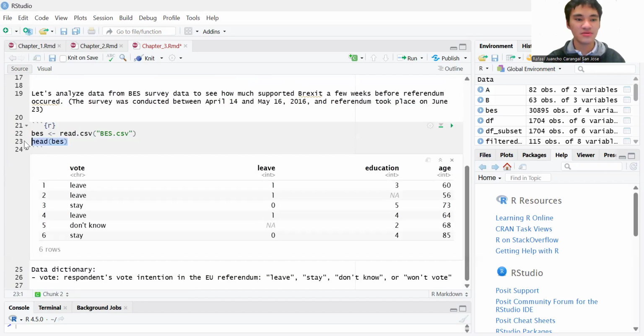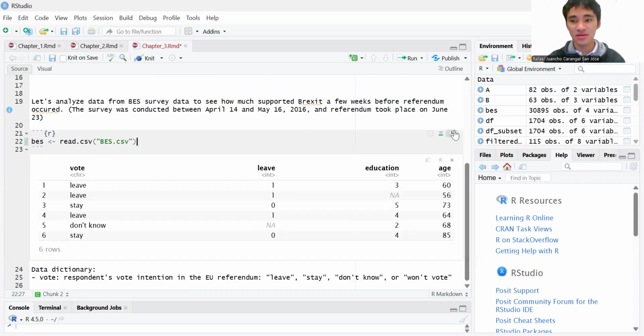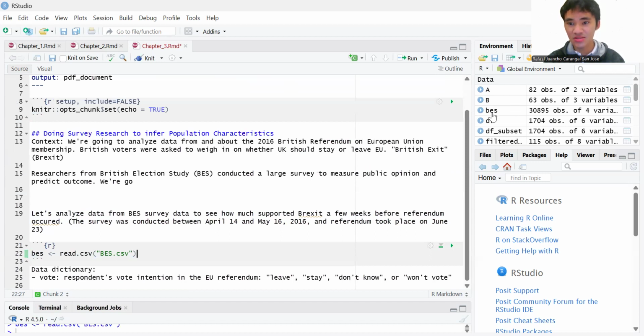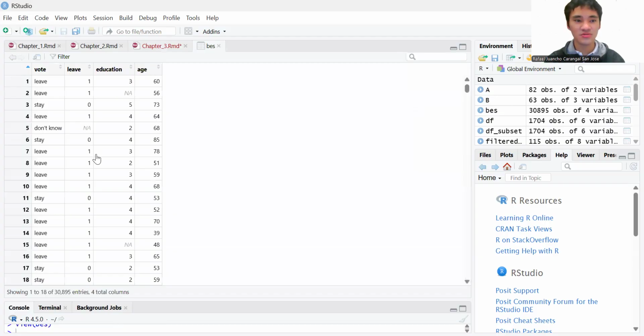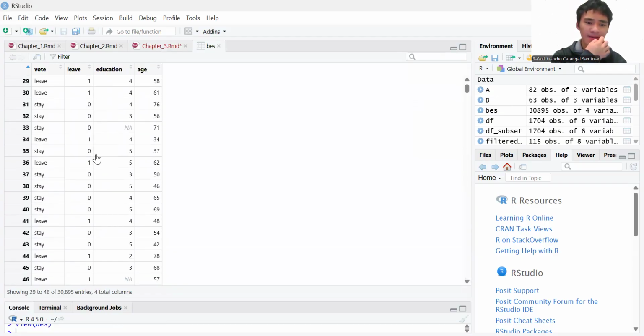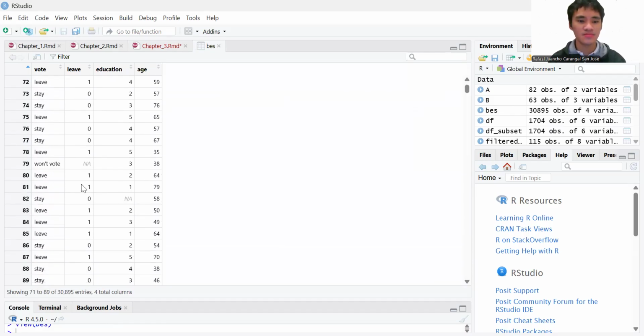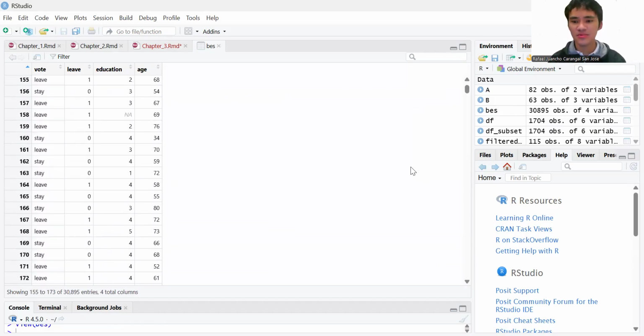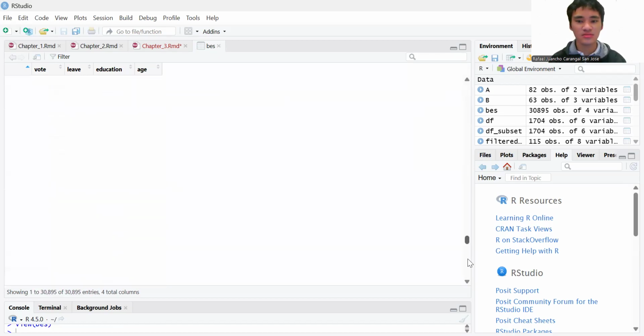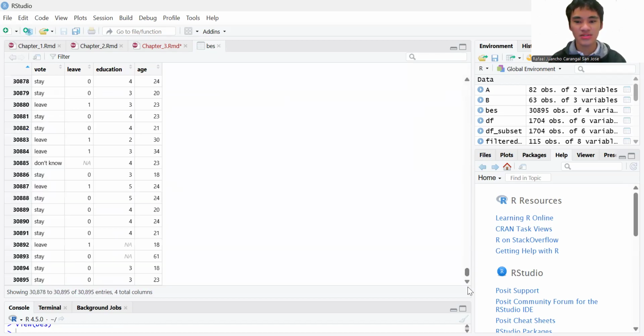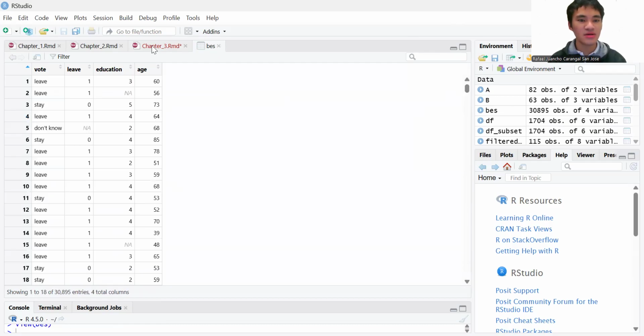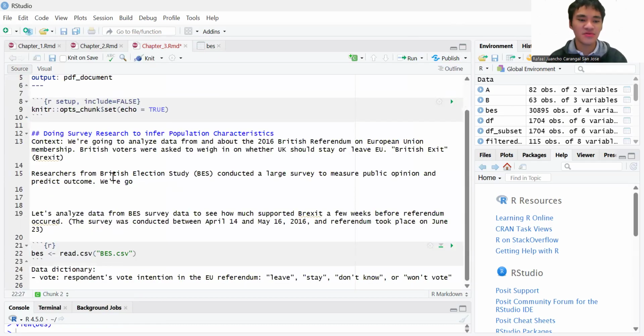Actually, there was a better way we could have read this data set. At least in R, I think it's way easier. We could have just done this, and it will show us everything. So these are all the data. Oh, it's quite long actually. Yeah, it's 30,000. Okay. Yeah, we could have coded that one.